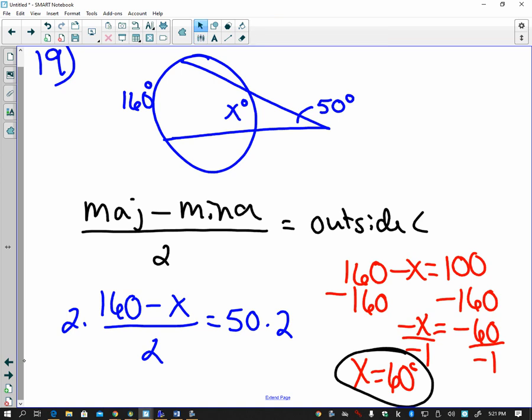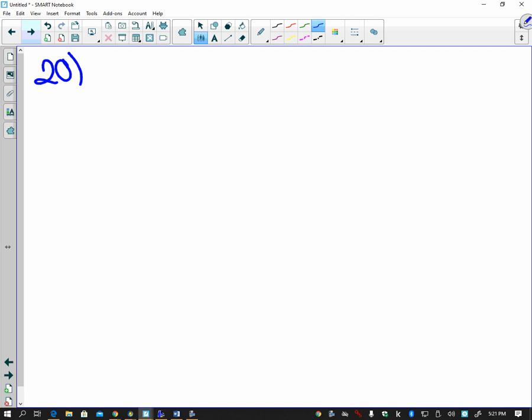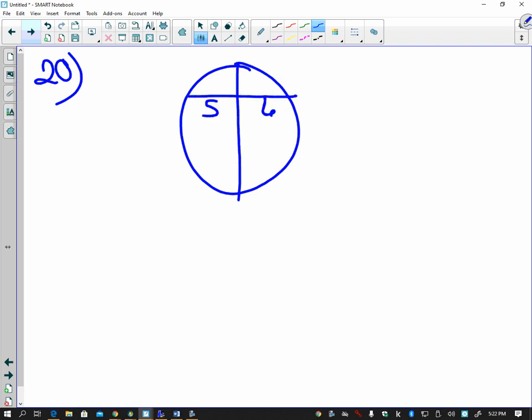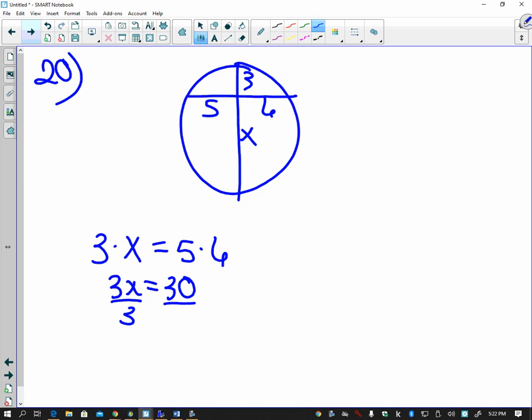Last question, number 20. We got 5 here, 6 here, 3 here, x here. These are fairly simple. It's the product: 3 times x is going to be equal to 5 times 6. So 3x equals 30. Divide by 3. X equals 10. And that's the same thing we get in our book.